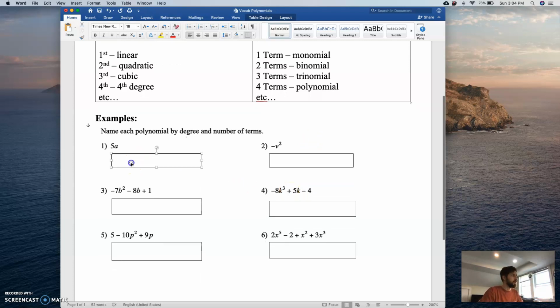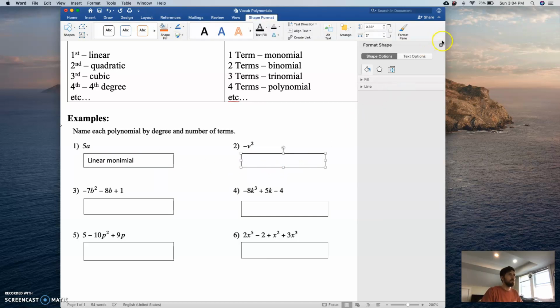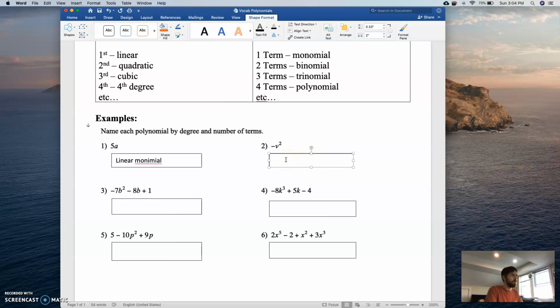So, for instance, this example has degree 1 because that's the only power there, and it's also a monomial because there's only one term. So you would call this a linear monomial. For this one, that would be a quadratic monomial because it is squared and there's only one term.